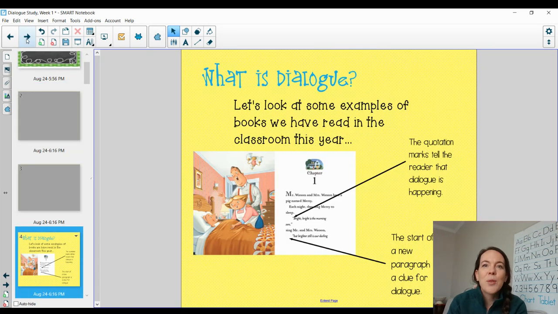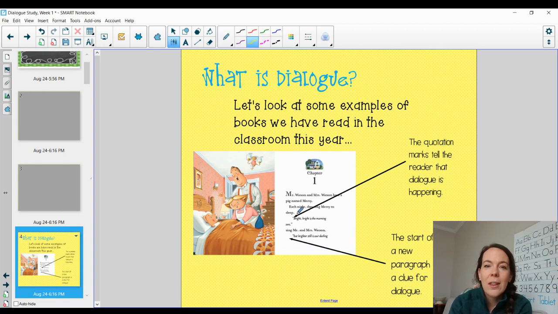So, investigating what is dialogue, let's take a look at some examples of books we have read in our classroom so far this year. The first one is Mercy Watson. We have two clues that authors give us to let us know that we are reading dialogue. The first one is that we see the quotation marks. The quotation marks that look like this will tell us that dialogue is happening.